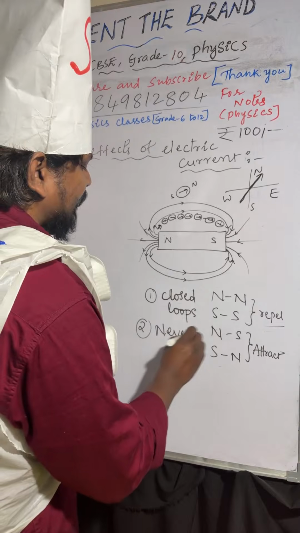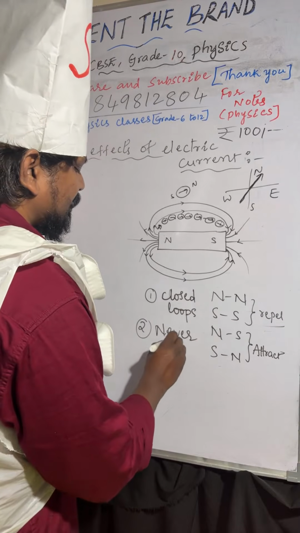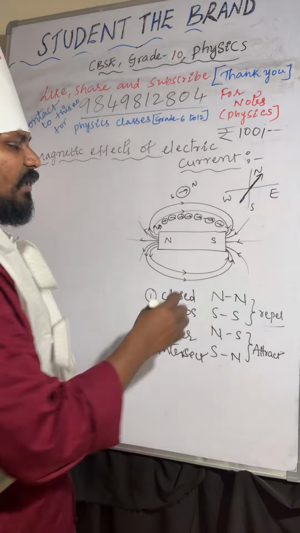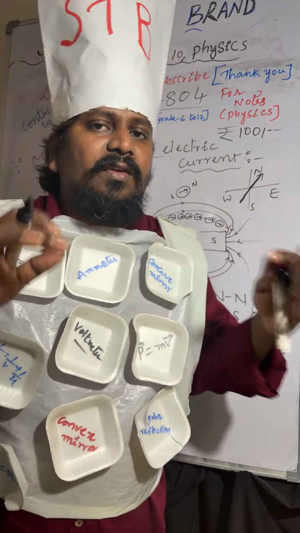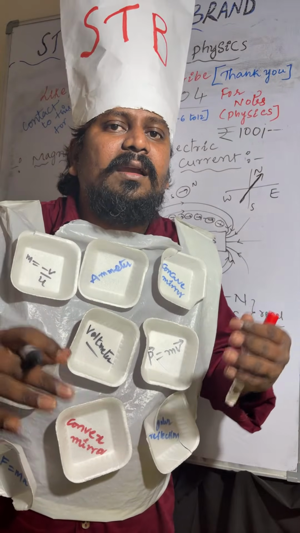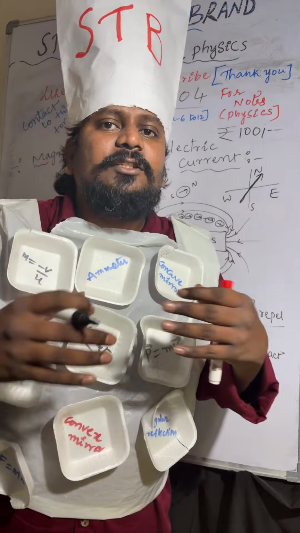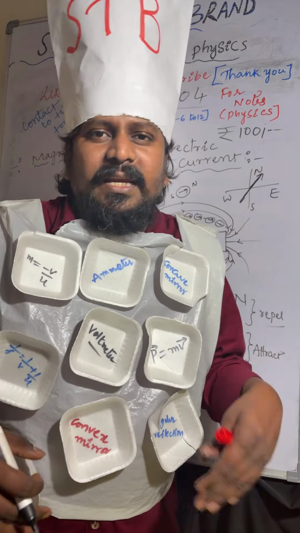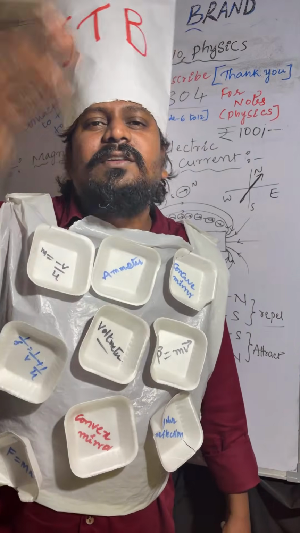Magnetic field lines never intersect. If they did intersect, what happens? At one point, at one time, the compass would have to show two directions. At a time, a compass cannot show two directions. It will show only one direction, north and south.